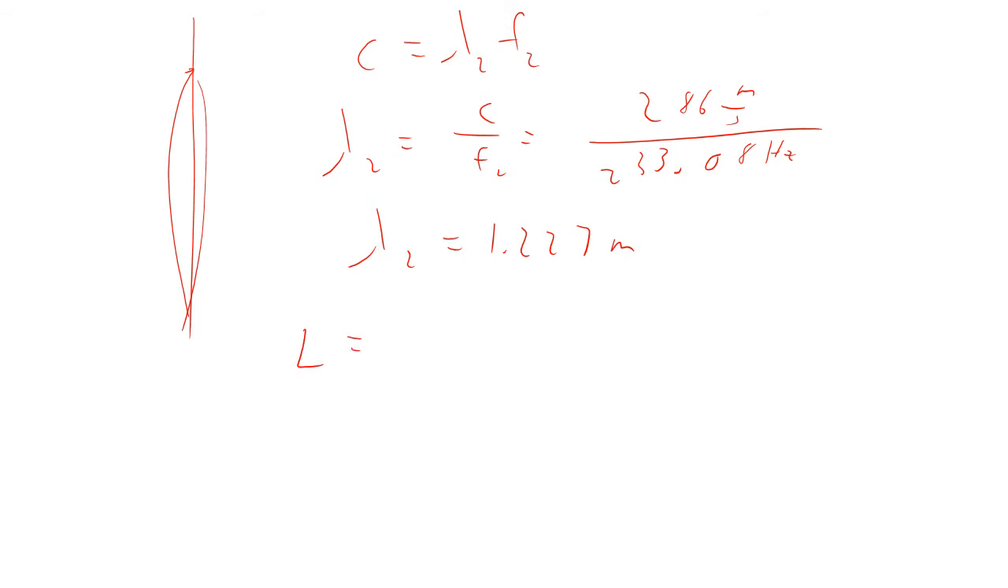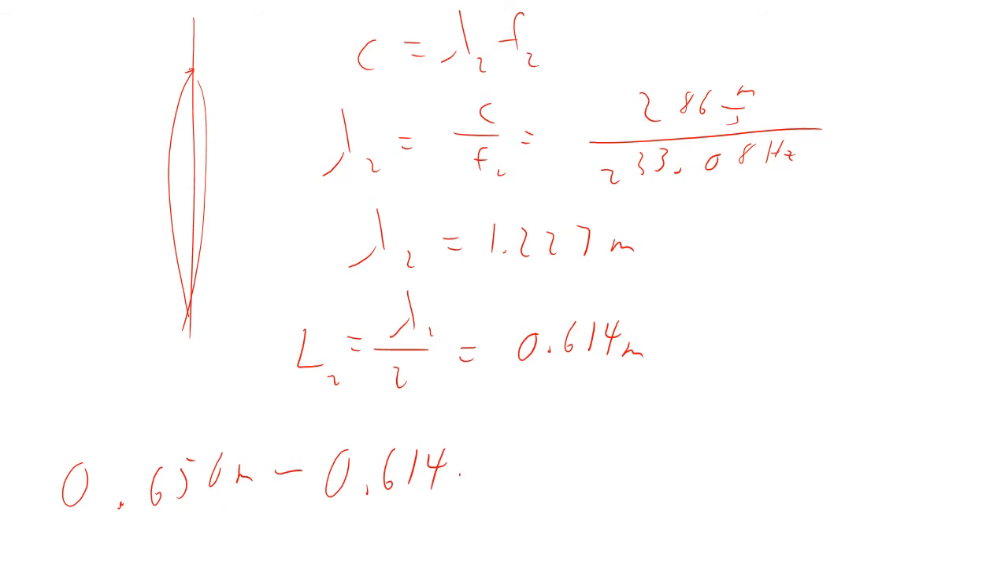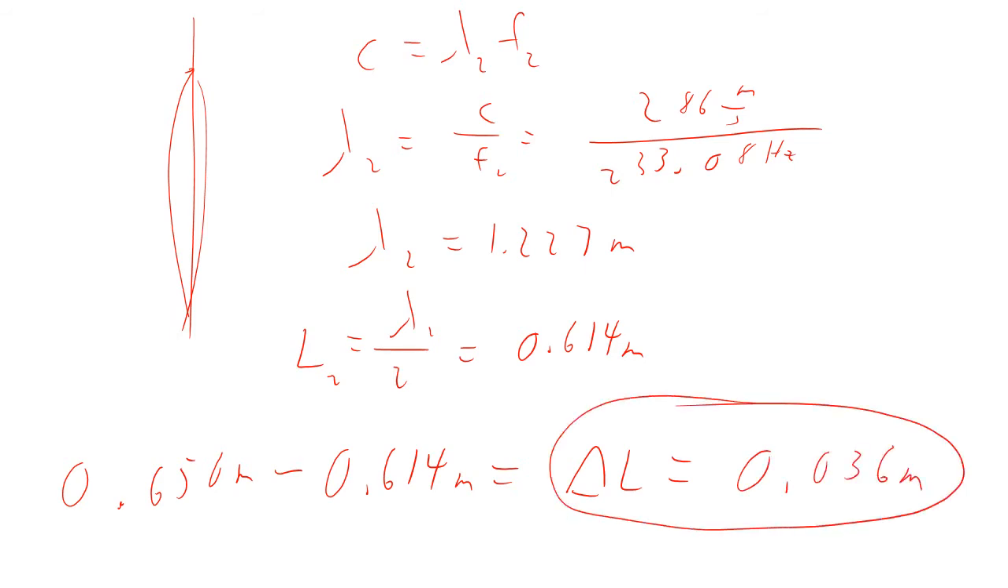Now, you know that L is 1/2 of that, so L2 is going to be equal to 0.614 meters. The original was 0.65 meters, and I want it to be 0.614 meters. So that means my delta L is going to be equal to 0.036 meters, so 3.6 centimeters down. So I press down on a spot 3.6 centimeters from the end, and now instead of playing A with that same string, I'm playing A sharp.